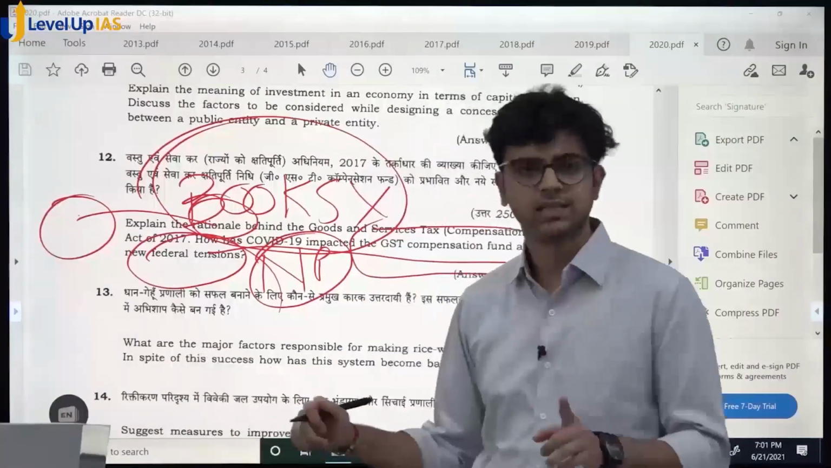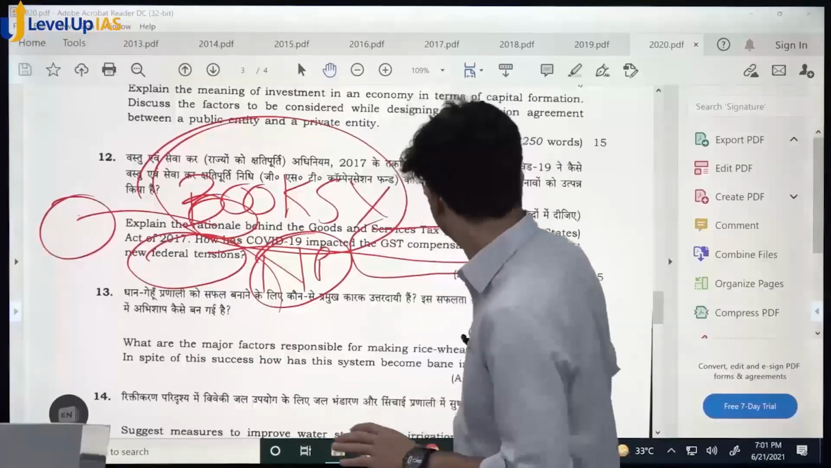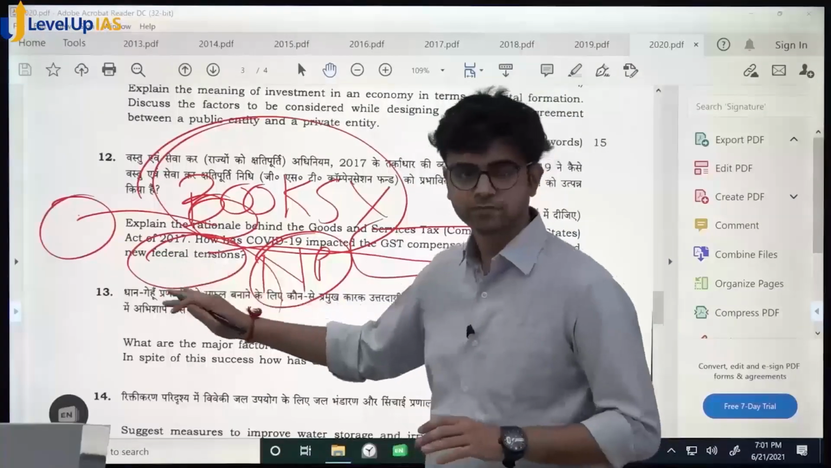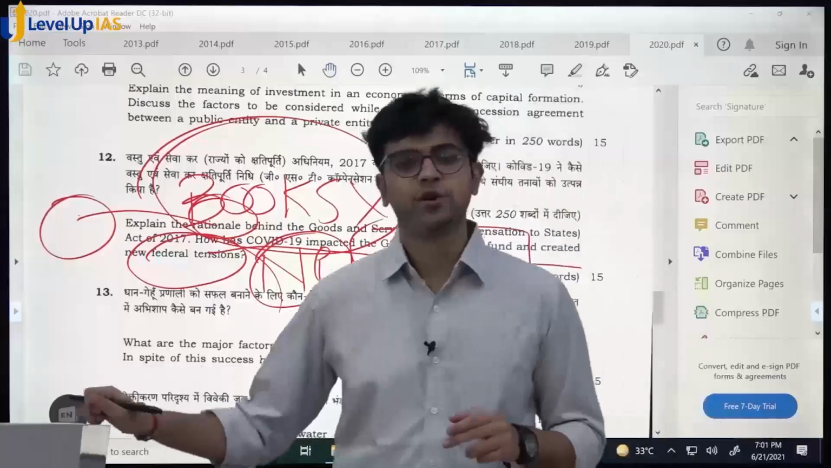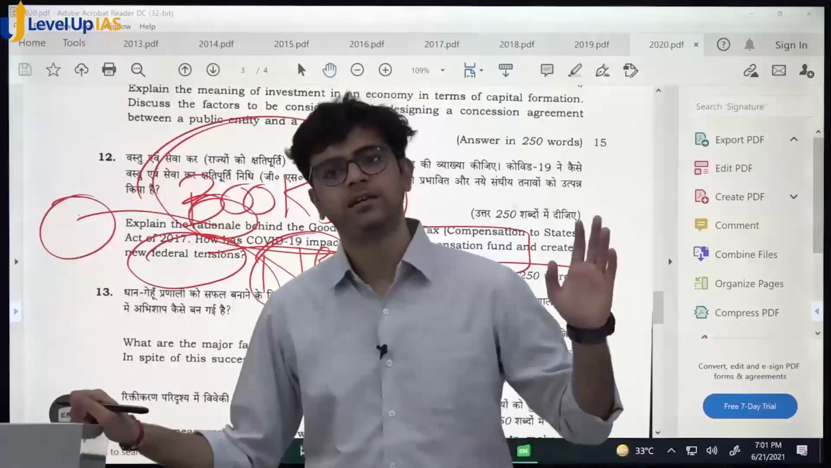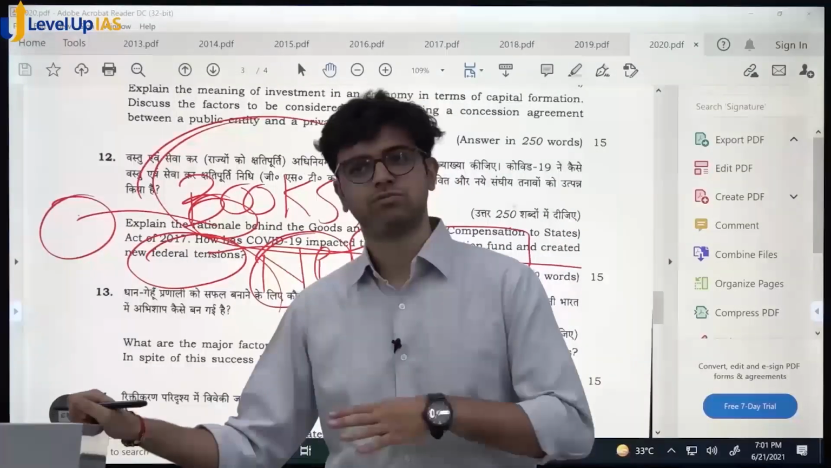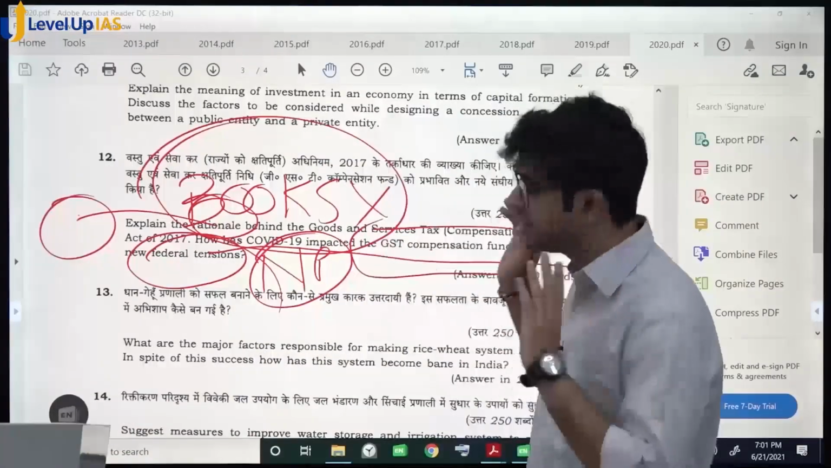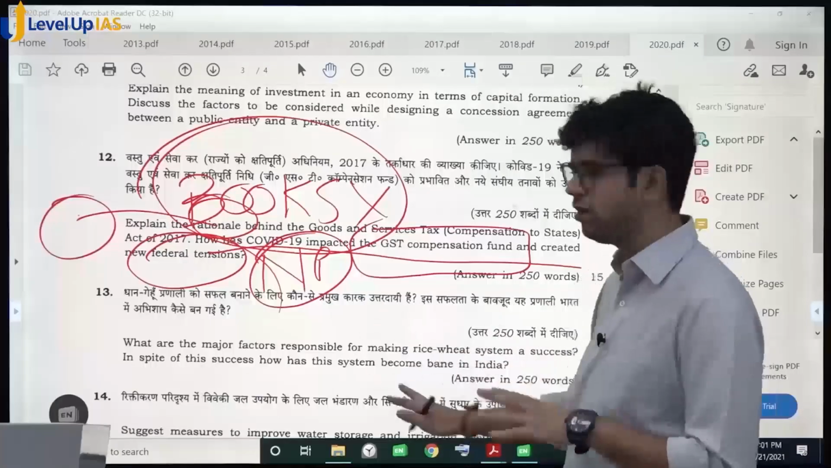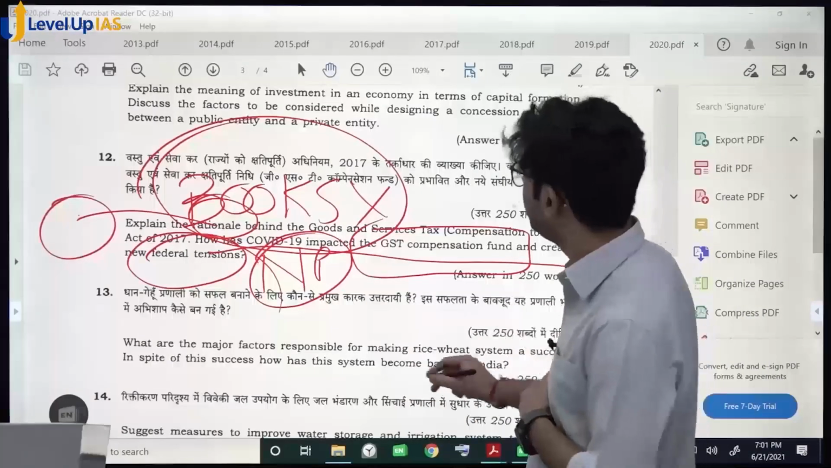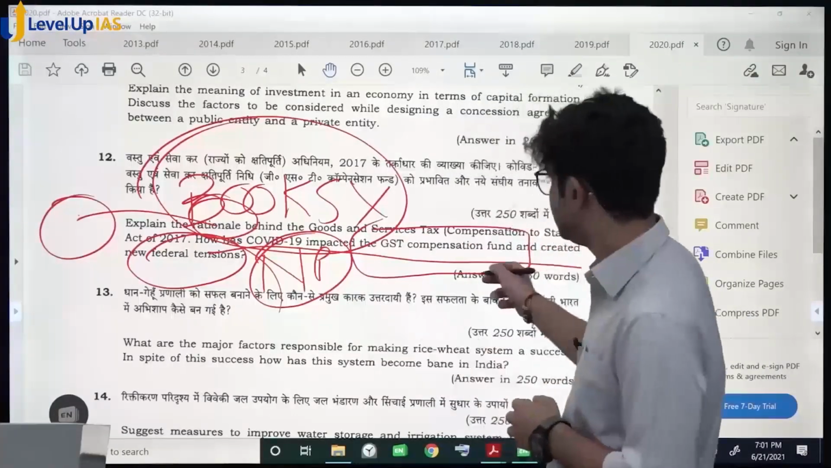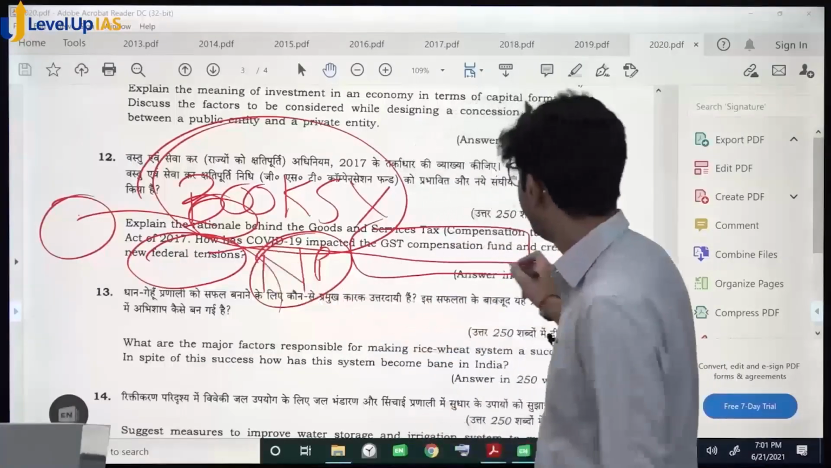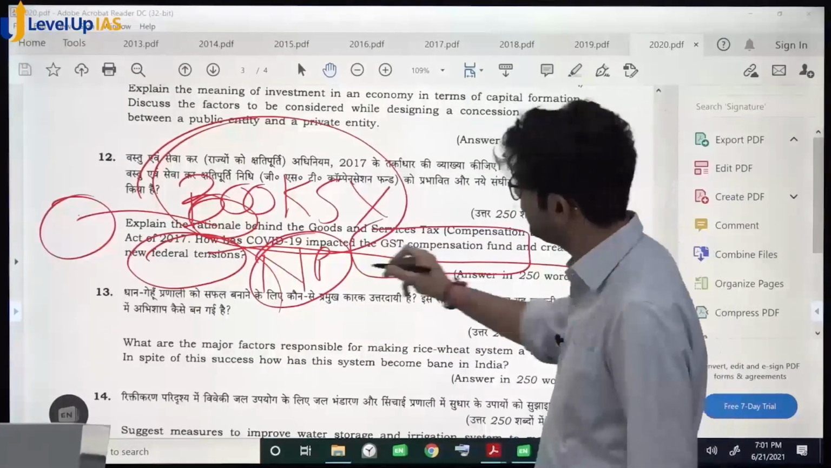In this question, it is necessary for the last 1 or 2 points on federal tensions. Even in federal tensions, you should not write that it disrupted this article or the harmony article is disrupted. Please don't do that. Write it in an economic manner. Again, not going into detail in answer writing. But how many parts? 1. Rationale behind GST. 2. How COVID has impacted the compensation fund and created federal tensions.